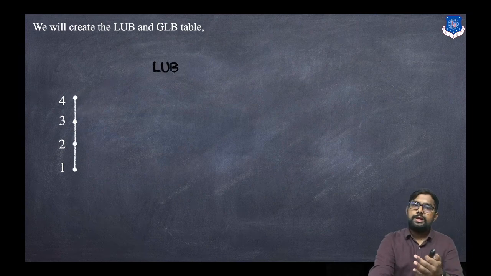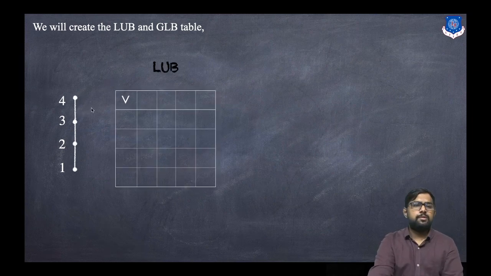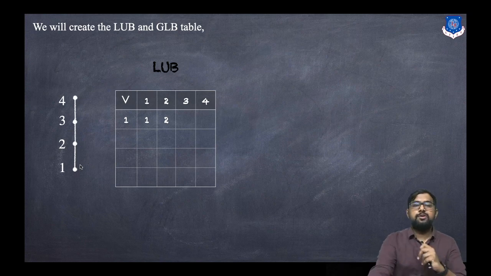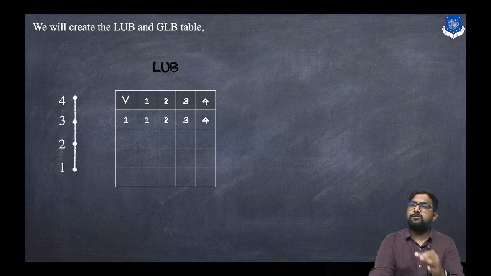Let us create a LUB table. The table will be like this. How many points are there? Total 4 points: 1, 2, 3 and 4, and in row 1. Now, least upper bound. What will be the least upper bound of 1 and 1? As it is the same point, it will be 1. Now 1 and 2, the least upper bound will be 2. As you can see, this 1 is the lowest point, the least element of the whole graph, so in this row all will be the other element, except 1. That means 3, then 4.